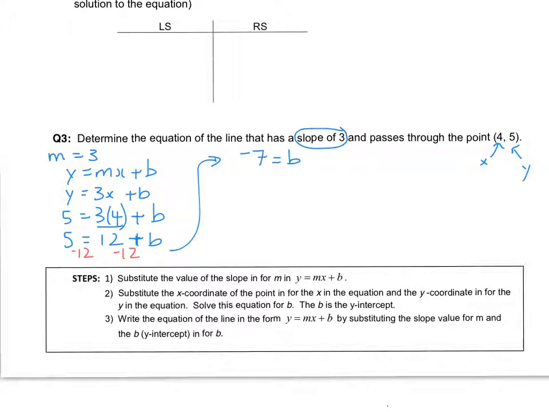So now we're ready to state the equation of the line. We know that y is equal to, my slope is 3, so 3x, and my b is -7. So adding a negative is the same thing as subtracting 7. And there we have our equation.